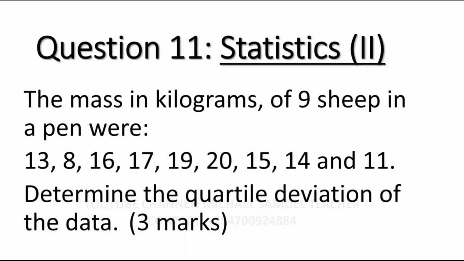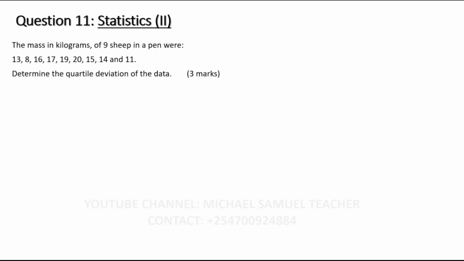Question 11 is on statistics 2. The mass in kilograms of 9 sheep in a pen were 13, 8, 16, 17, 19, 20, 15, 14, and 11. Determine the quartile deviation of the data. The first thing we need to do is arrange this data in ascending order. That means we start with the smallest value to the largest value. So the smallest value is 8.